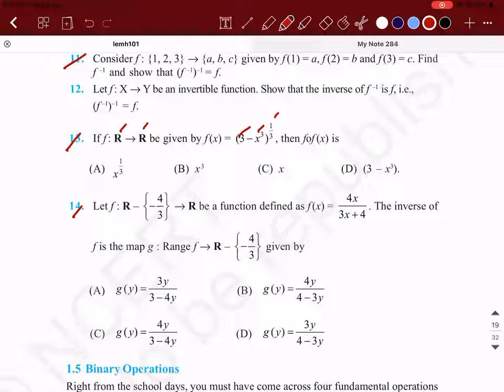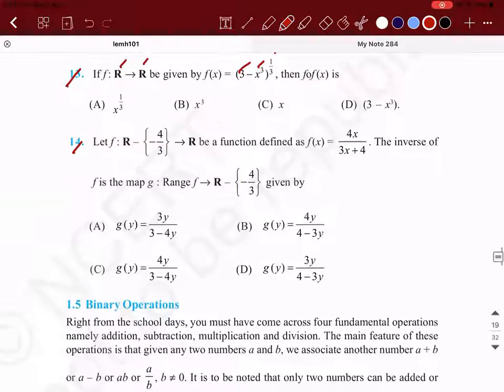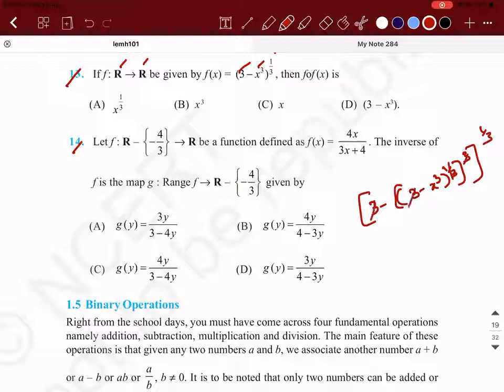So are you able to understand? Yes, sir. In the place of x, substitute. 3 minus x cubed, the whole to the power 1 by 3, the whole cubed. The power and the cube will cancel. 3 and 3 are gone. Minus of minus x cubed is plus x cubed. x cubed to the power 1 by 3 is x. So what can you conclude from this? f is the inverse of itself.